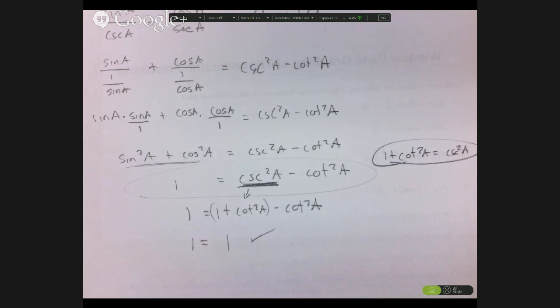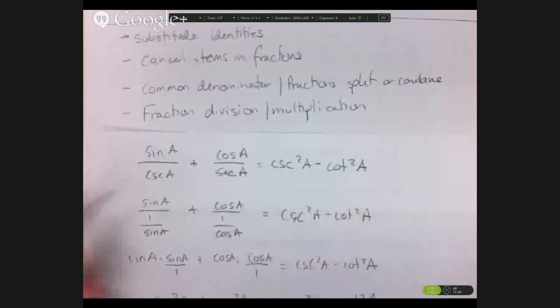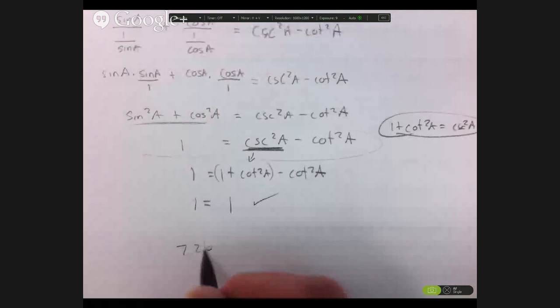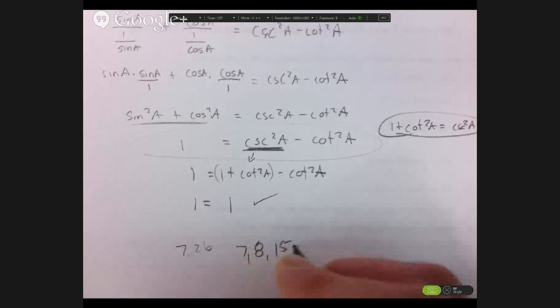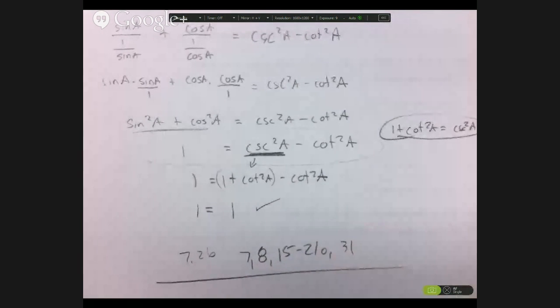So you can see how we use these 4 items though. All right, we substituted identities. Cosecant is 1 over sine. Okay, we used fraction math here. All right, here we substituted identities, and then add and subtract. So I'm going to give you time to work.